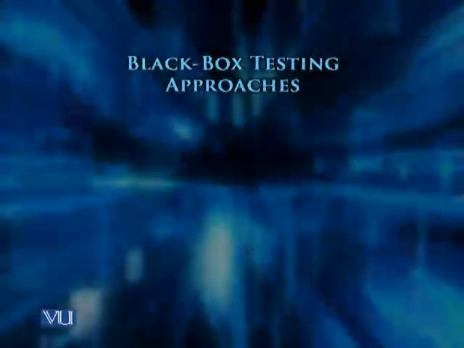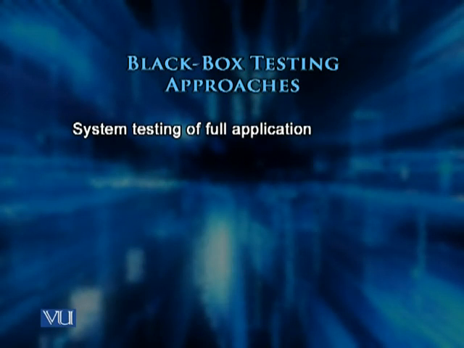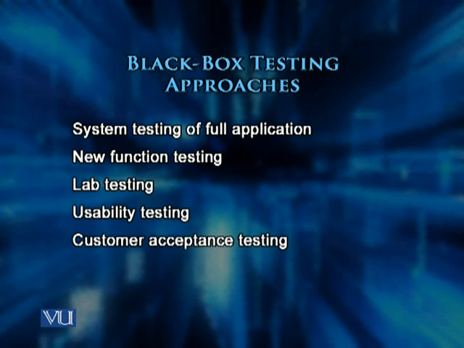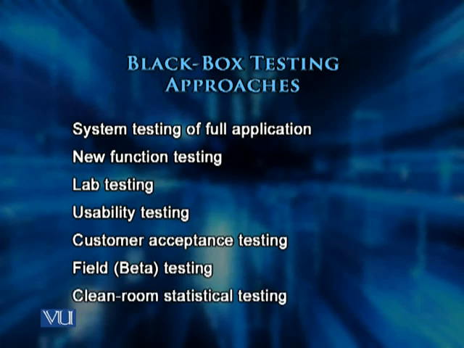So what are the different testing approaches that can be categorized as black box testing? Number one is system testing of the full application. Number two is new function testing. Number three is lab testing. Number four is usability testing. Then we have customer acceptance testing. Then we have field or beta testing. And then we have clean room statistical testing. These are the testing approaches or testing methods that can be categorized as black box testing.